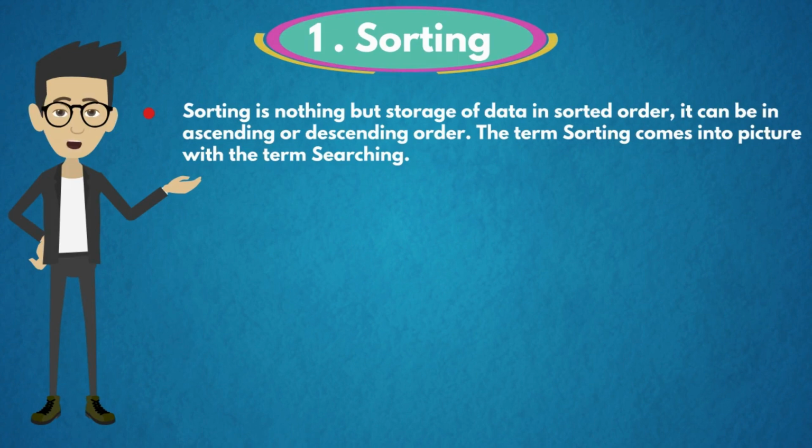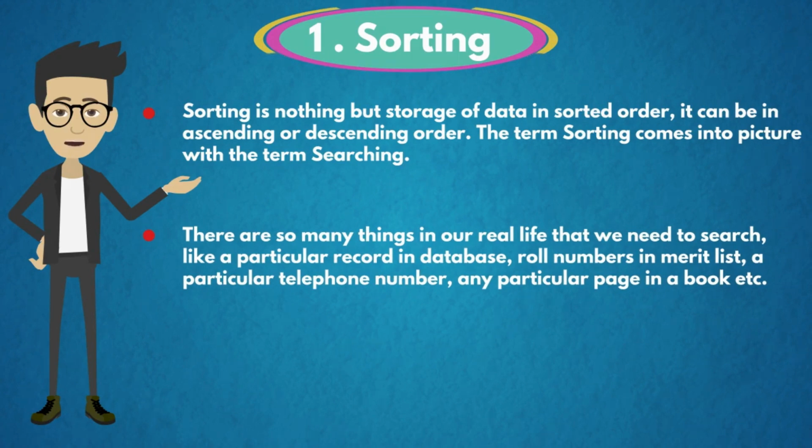The term sorting comes into the picture with the term searching. There are so many things in our real life that we need to search, like a particular record in a database, roll numbers in a merit list, a particular telephone number, any particular page in a book, etc. These are examples of searching. As sorting comes into the picture with searching only, the efficiency could be measured in terms of memory usage, time taken to sort, CPU usage, etc.